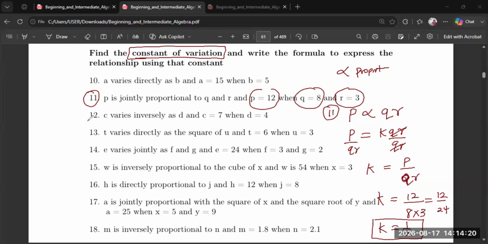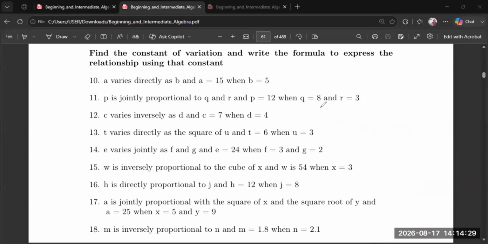So let's do question 12. That will be the last in this particular section. Let me clear up the whole screen. Question 12 says C varies inversely as D. So how you want to write it is C varies inversely as 1 over D.